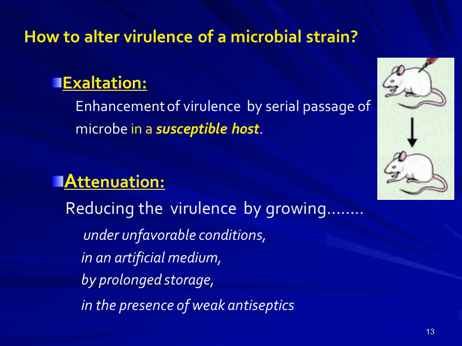Attenuation means reducing the virulence by growing the microorganisms under unfavorable conditions or in an artificial medium or by prolonged storage or in the presence of weak antiseptics. If you would like to reduce the disease producing capacity of some strains, you have to grow these organisms under one of these conditions. So they lose their pathogenic property but retain their antigenic property, that is known as attenuation. The best example for this is BCG, production of BCG vaccination.